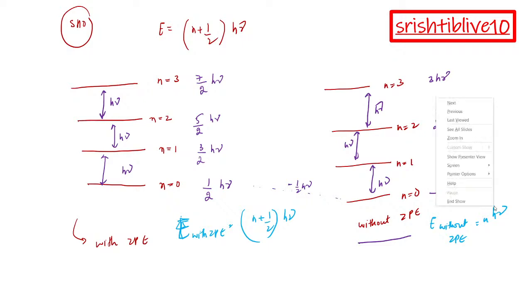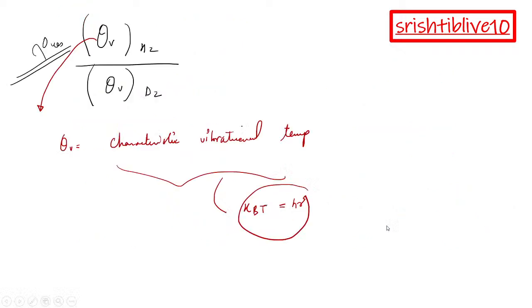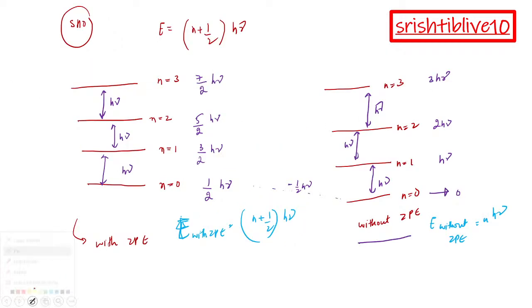So this is how I can find out the zero point energy over here. Now, the next thing I need to do in the question is to find the characteristic vibrational temperature. The characteristic vibrational temperature is the temperature at which kBT, your thermal energy, is equal to h nu. Why are we taking h nu? Because we know that this energy difference is h nu over here, and this energy difference is h nu over here.